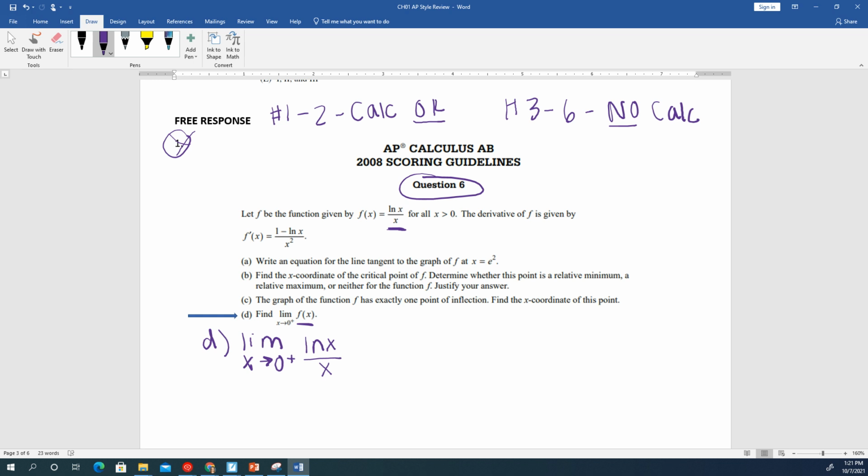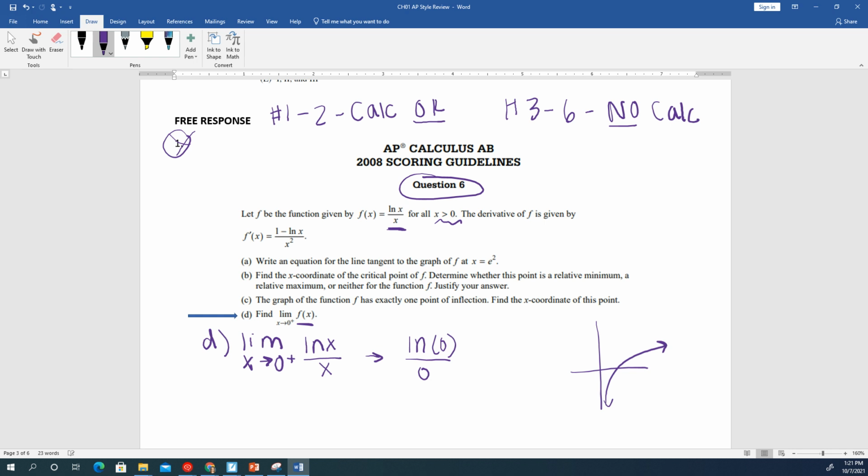There's no simplifying I can do here. If I go to plug in 0 right away, the natural log of 0 is undefined. If you think of the natural log graph, it's like our inverse of exponential graphs. So I can't take the natural log of 0.